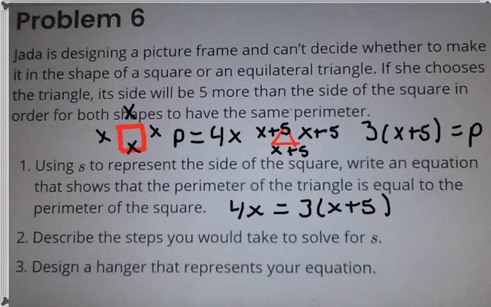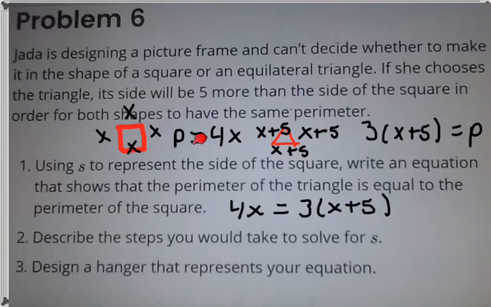Okay, so it's talking about Jada and designing a picture frame, but she can't decide whether to use a square or an equilateral triangle. But it does tell you if she uses a triangle, so I drew a picture of a triangle, each side will be 5 more than the side of a square in order for both shapes to have the same perimeter. Well, so if each side of the square is labeled x, then each side of the triangle would be labeled x plus 5, because it said 5 more.